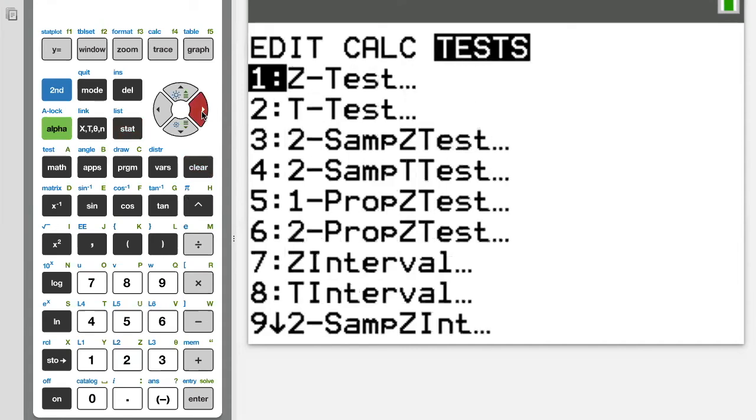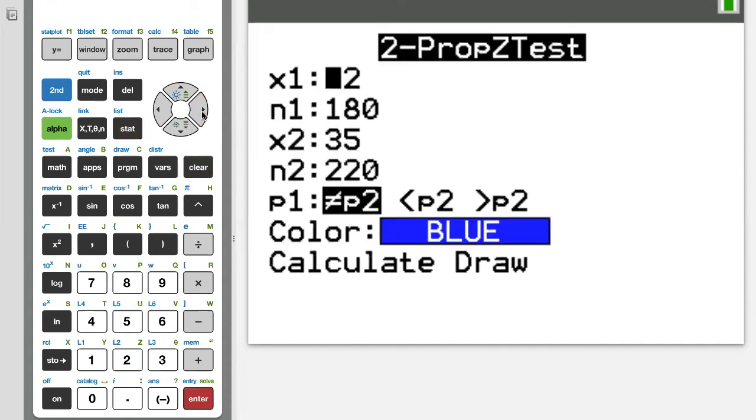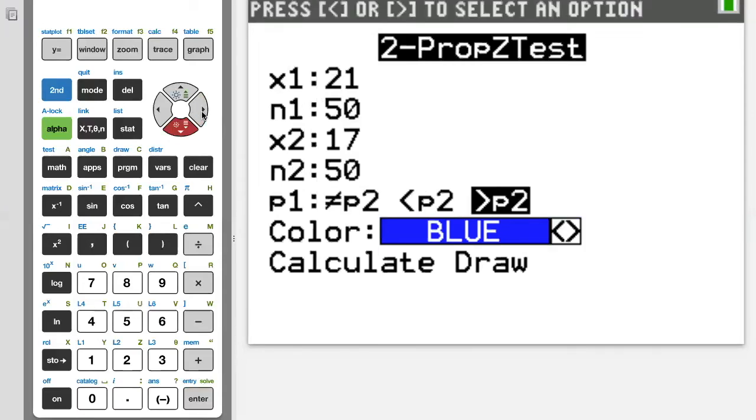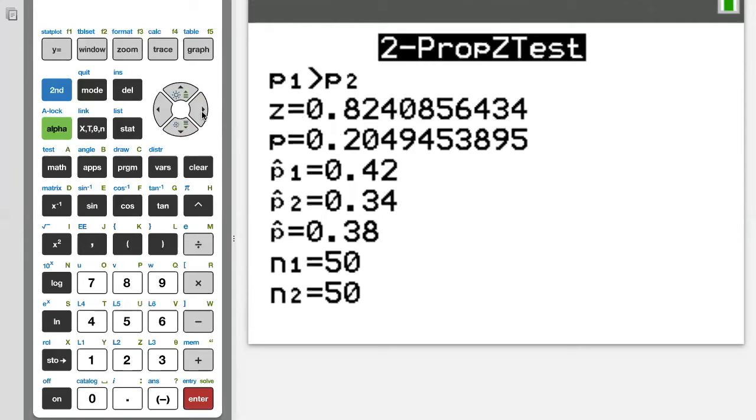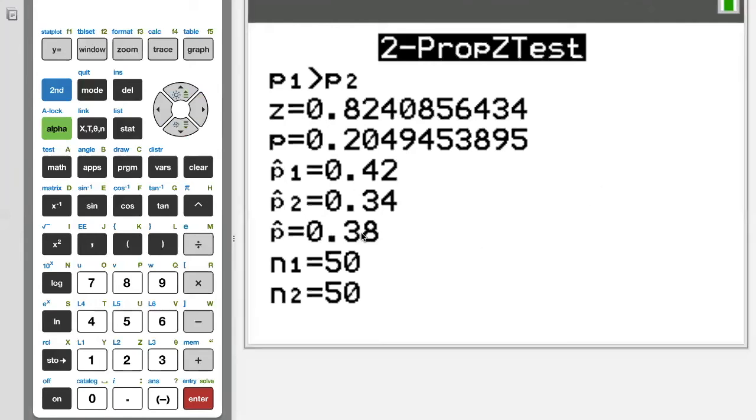Okay, so we're trying to do practice problem number 3 and using the calculator to get our z and p-value. So again, we're going to go to 2-PropZTest. We had 21 out of 50 patients who used the current pain reliever had stomach irritation, and 17 out of 50 patients using the new formulation had stomach irritation. We're saying that P1 is greater than P2. Calculate, and we get a z-score of 0.824, and our p-value was 0.204 or 0.205. P total was 0.38, which is what we got, and we can move on to the conclusion now.